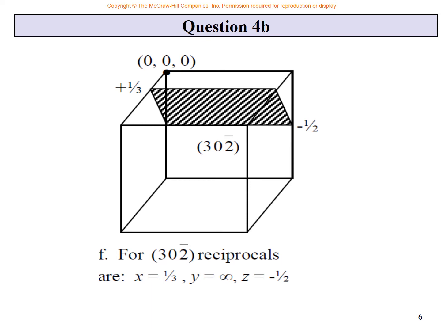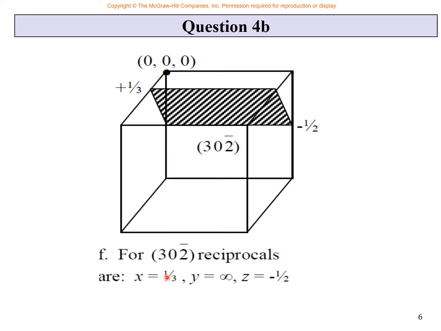So you see, this is a cube, this is the origin. Originally this is the origin. Now if I have 3 0 2 bar, then I take the reciprocals. If you remember Miller indices, these numbers represent the intersections on the axes. On the x-axis, where is the plane cutting? On the y-axis, where is the plane cutting, and so on. So you do the reciprocals.